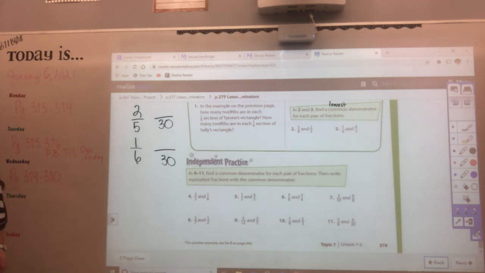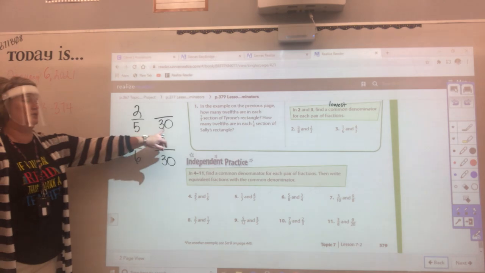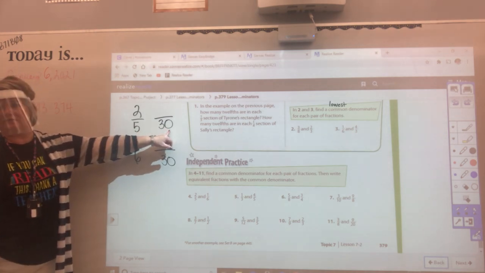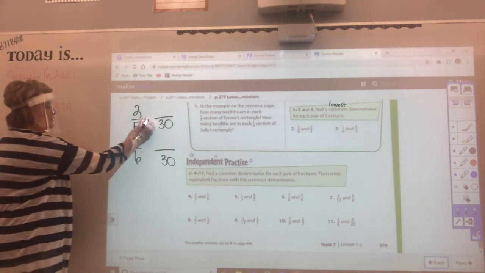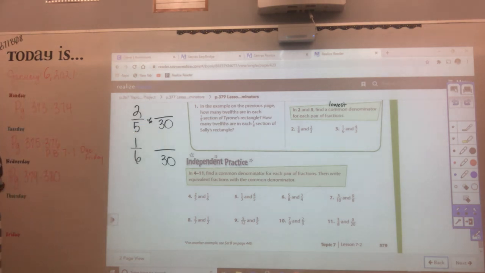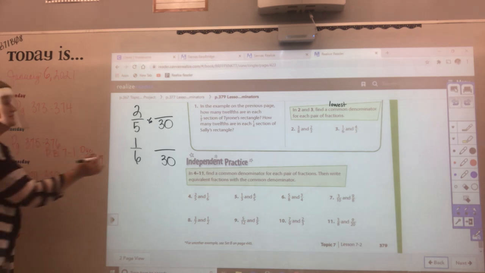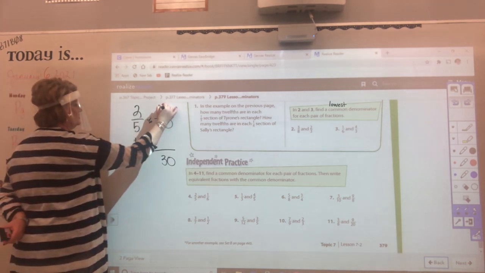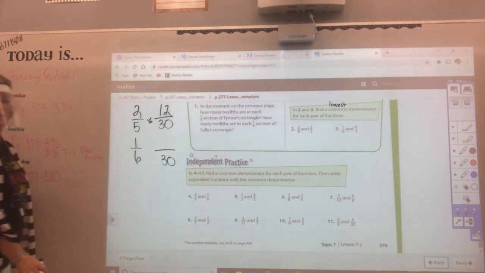Now on the top, we've got to figure out how do we go from 5 to 30. 5 times what gets me 30? 6. So put times 6 right there in the middle. And if I multiplied the bottom times 6, got to multiply the top times 6. So what's 2 times 6, class? 12. There's your new top number.